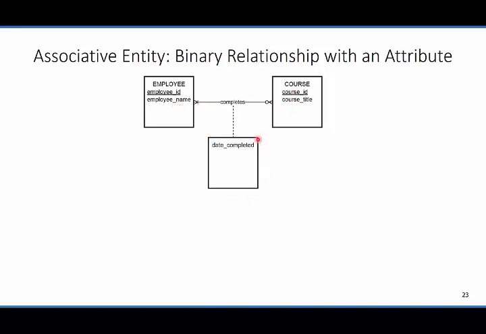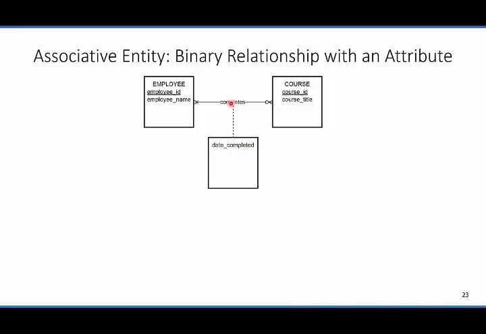Additionally, we have this box that indicates there's an attribute of this relationship. So what is date completed? Is it an attribute of employee? No, unless you're talking about birth date, but that's something completely different. Is it part of course? Again, no, unless you're talking about when the course was actually completed and ready for people to actually take. No, we're talking about the date that an employee completed a course. So this is an attribute of the relationship.